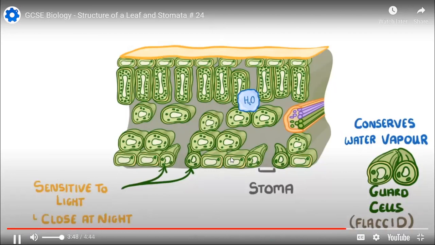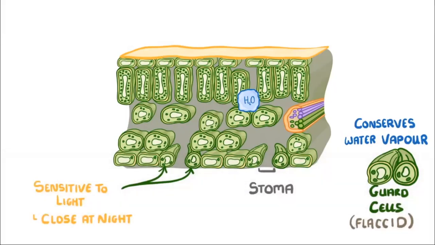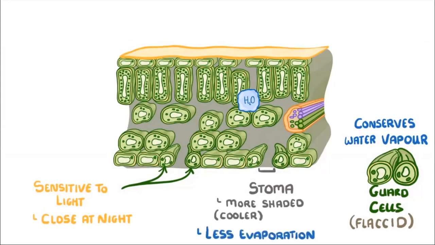When photosynthesis isn't taking place, and they don't need carbon dioxide. And the reason that most of the stomata are on the underside of the leaves, rather than the top, is that the lower surface is more shaded, which makes it cooler, and so it means that less water will evaporate.